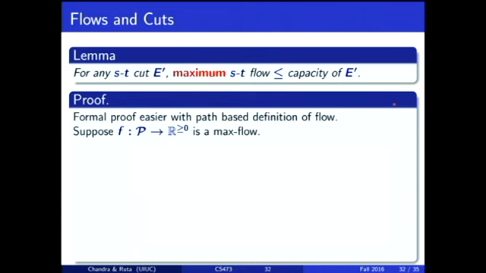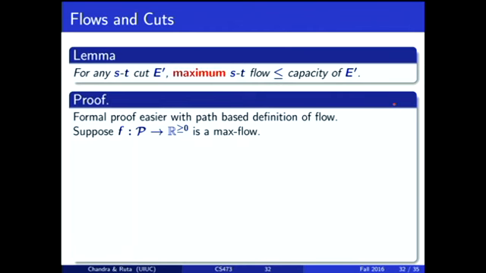Okay? Right? I say if you give me a set of edges such that if I remove them, there is no path from S to T, the total sum of the capacities of those edges gives an upper bound on the flow you can route from S to T. Is that intuitively clear? Right? Because if I remove those edges, I can't get from S to T. So any path from S to T has to use up the capacity on that edge, right?